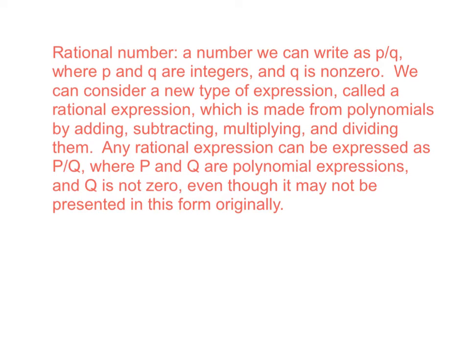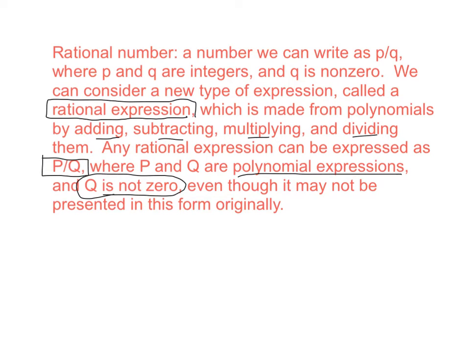We can consider a new type of expression called a rational expression, which is made from polynomials by adding, subtracting, multiplying, and dividing them. Any rational expression can be expressed as big P over big Q, where P and Q are polynomial expressions and Q cannot be 0, even though it may not be presented in this form originally. So we're going to work with things so that we can make sure our rational expression is most simplified. Actually, it's sort of fun.